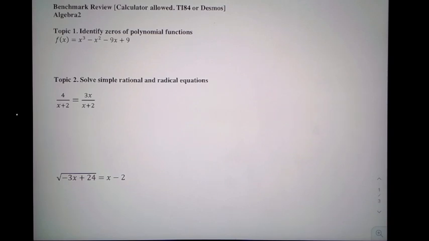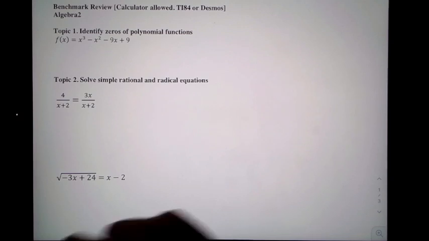And it's 45 minutes. You can use a calculator for the entire test. So you should know how to use a calculator, TI-84 or Desmos. You should know how to use that.